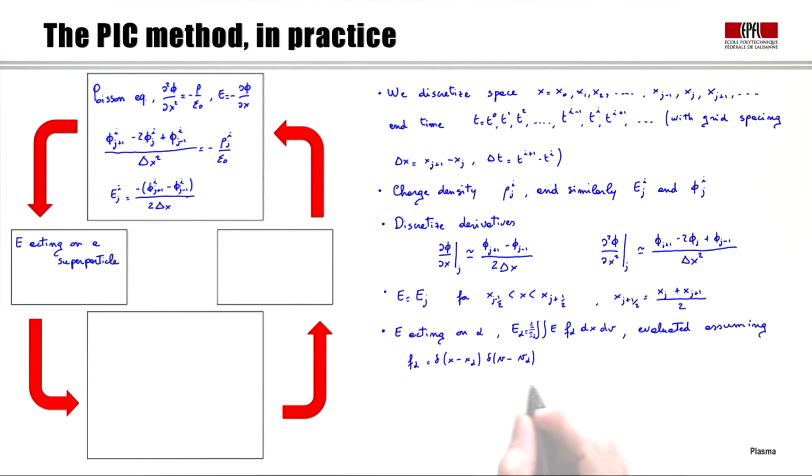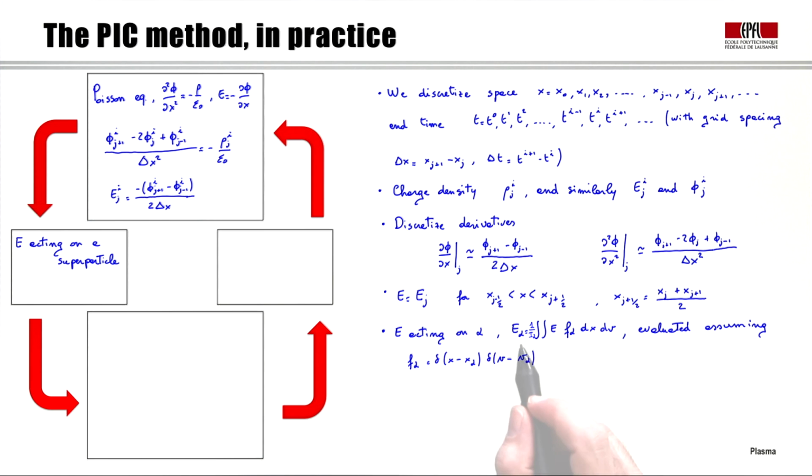This f alpha, which is the simplest that can be used in a PIC method, has the properties that we have just listed. It has a compact support, in fact it is equal to 0 except for a finite region of the phase space, and is symmetric with respect to x alpha and v alpha.